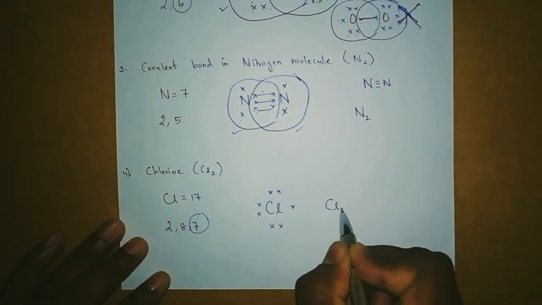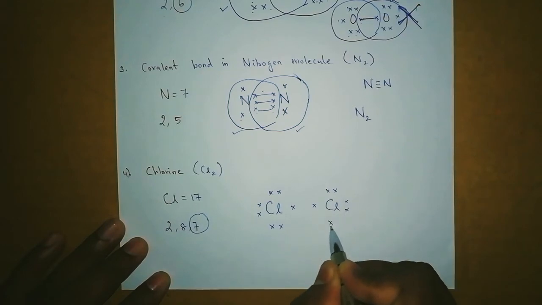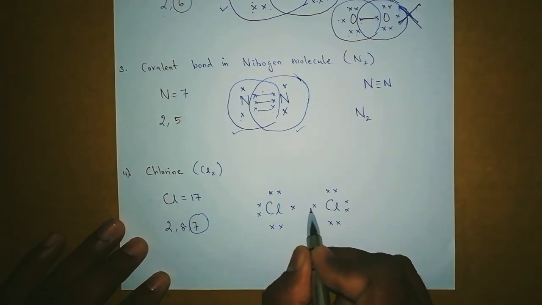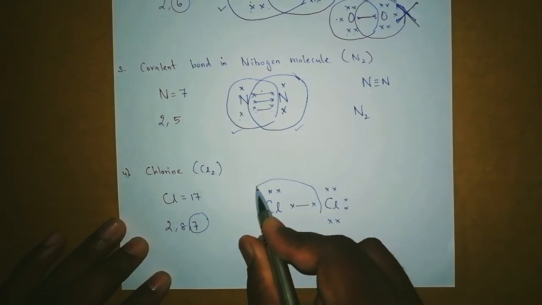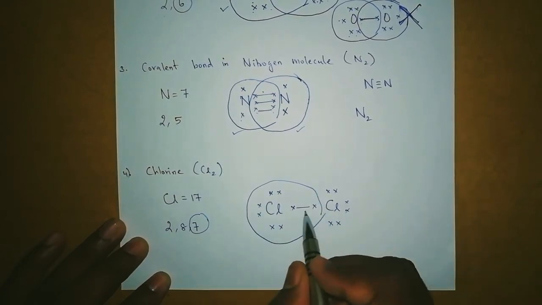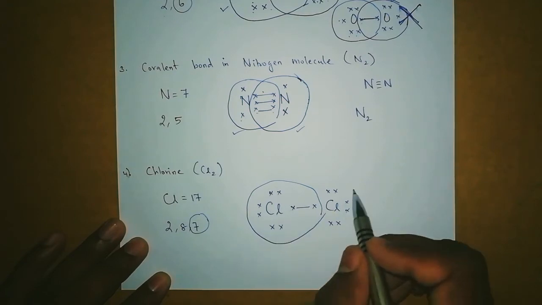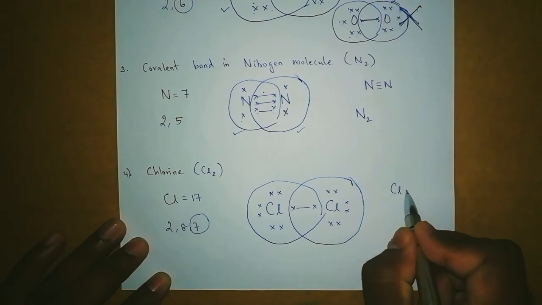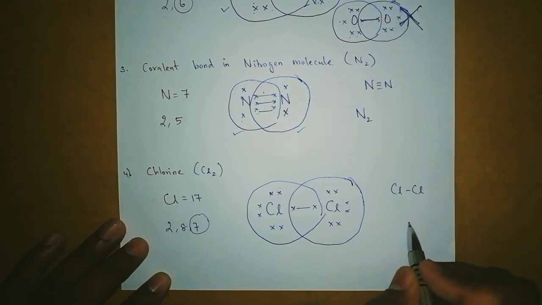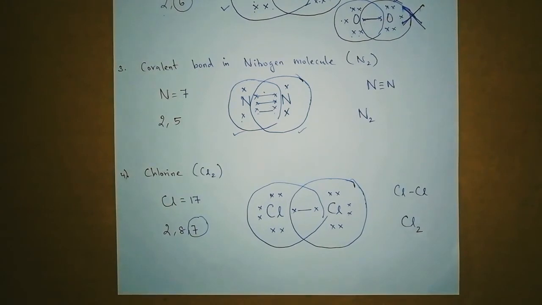And take another chlorine: 1, 2, 3, 4, 5, 6, 7. So this electron and this electron combine with each other and form an octet configuration. You can count all the electrons here, it became 8. And the bond formed between chlorine and chlorine is a single bond, so it forms the Cl2 chlorine molecule, right?